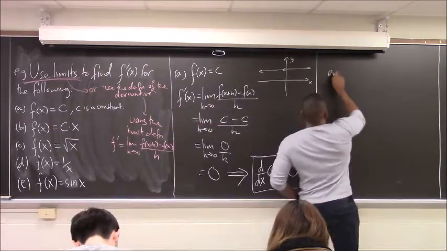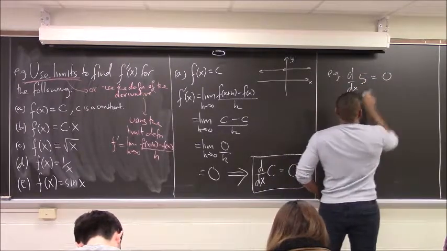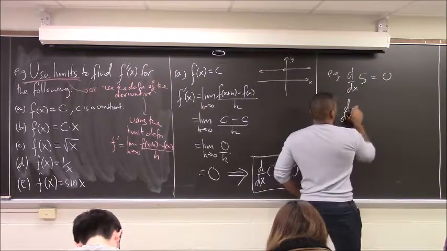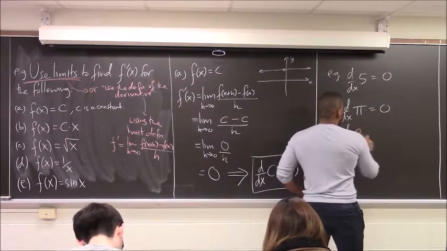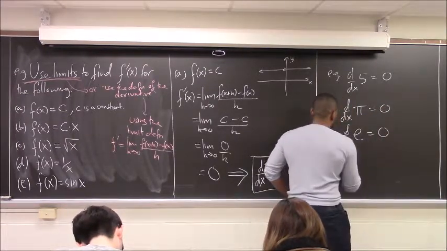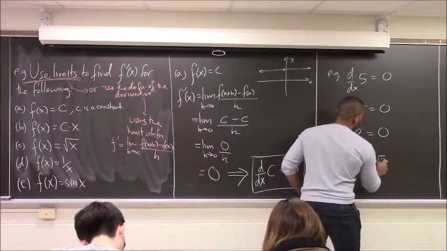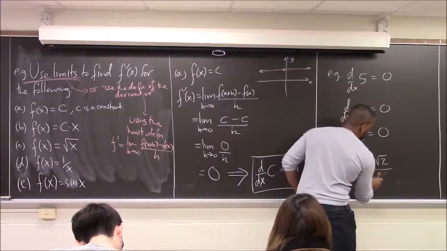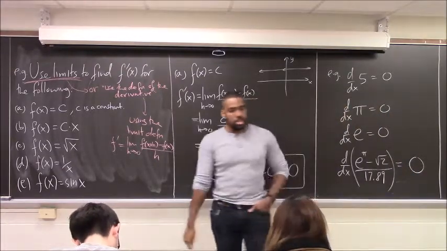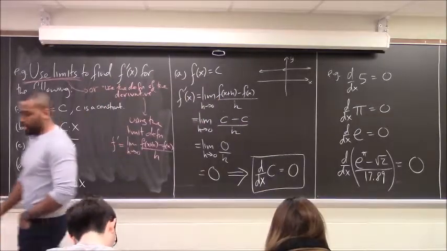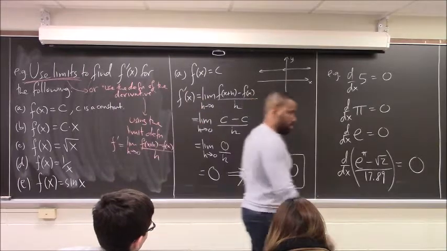So the derivative of phi is 0. The derivative of pi is 0. The derivative of e is 0. The derivative of e raised to the pi minus radical 2 divided by 17.89 is 0. The derivative of a constant is 0. It doesn't matter how the constant looks, whether it's ugly or not. If there are no x's in the thing, the derivative is 0.